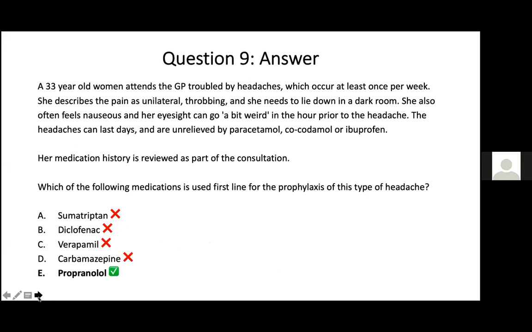So checking back with the question, the key part is prophylaxis. So remember to read the question. The question is asking what is first line for prophylaxis of headache. You might well jump to diclofenac being the right answer because that's an acute treatment, but make sure you read every word in the question. Sumatriptan and diclofenac are out because they are for acute management of headaches, not for prophylaxis. So we're left with verapamil, carbamazepine, and propranolol. The first line here is propranolol, which is a beta blocker. And like we mentioned, we'd probably steer well away from carbamazepine in a 33-year-old woman unless we know that she's got effective contraception on board.